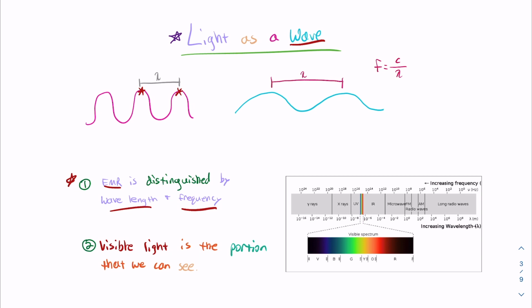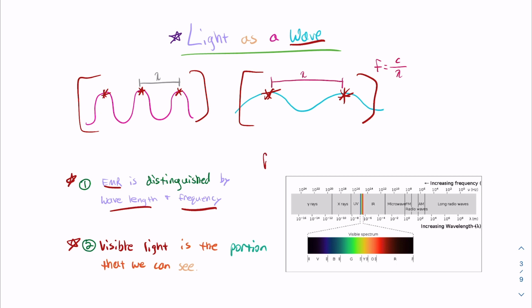Now it's also distinguished by frequency. So what is frequency? Frequency means how many hilltops are present in a wave. So this one has 3, and this one has more frequency than this one. This one has 2. So that's what we mean by wavelength and frequency. Well, again, why is that important? It's important because number 2 here, visible light, the portion that we can see, is determined by wavelength and frequency.